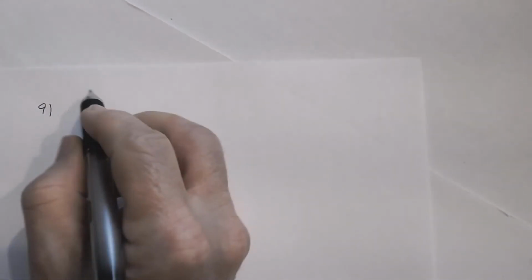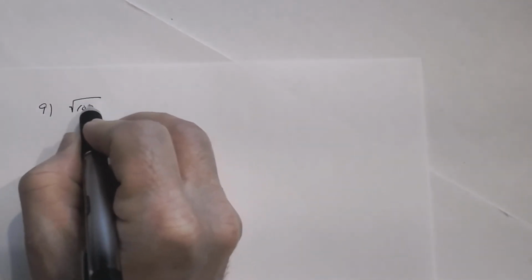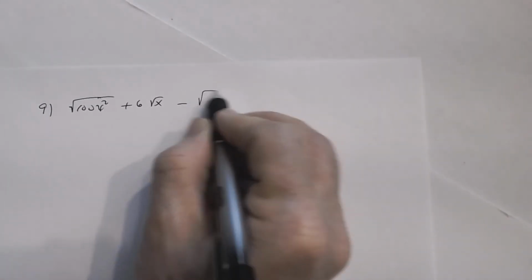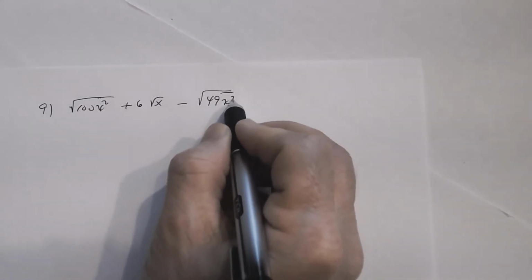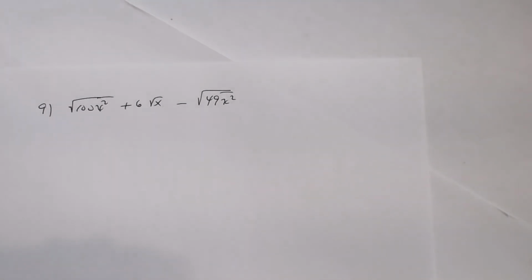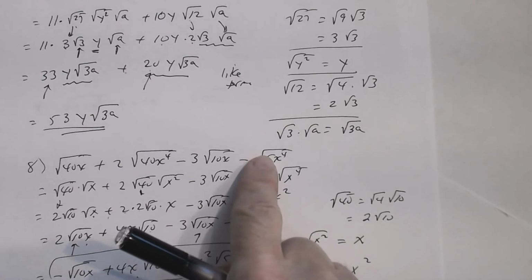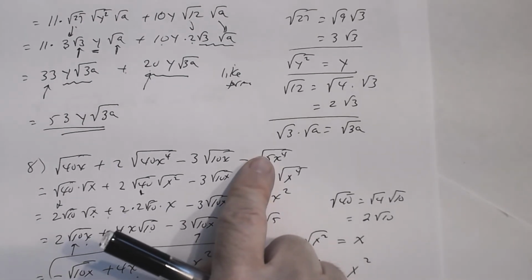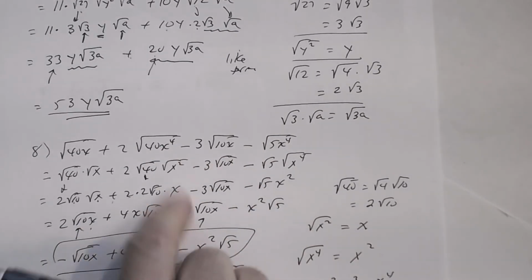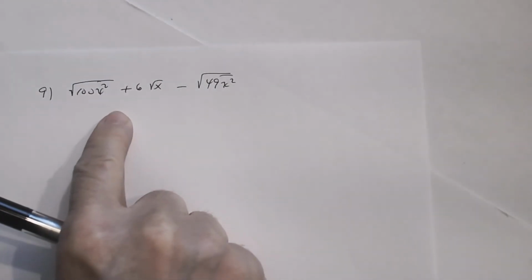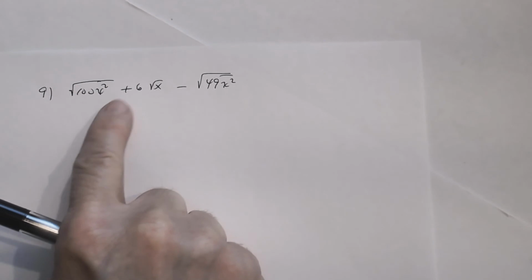Okay? All right, number 9. We have the square root of 100 x squared plus 6 square root of x minus square root of 49 x squared. So sometimes you're going to get problems that look pretty, well, that will end up being nasty, so to speak. See how pretty involved this is? And sometimes you end up with something like this, okay? So this is not too bad right here.